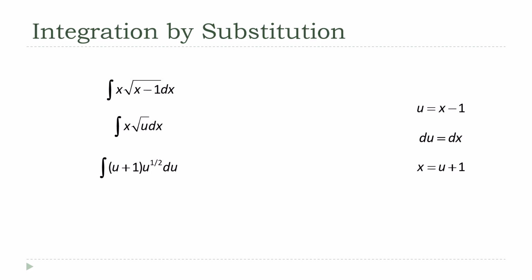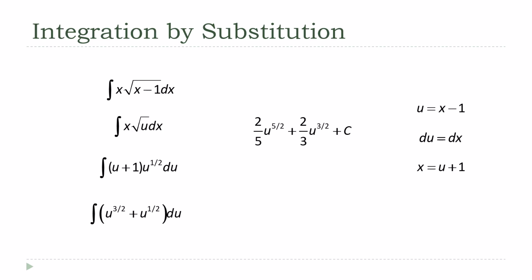Now, if we multiply this out, if I distribute that u to the 1/2 into the parentheses, this becomes u to the 3/2 plus u to the 1/2. And I know what to do with those. Those are both just power rule situations, so I'm going to do each of them separately. u to the 3/2 becomes 2/5 u to the 5/2. u to the 1/2 becomes 2/3 u to the 3/2. And of course, we've got that constant on the end.